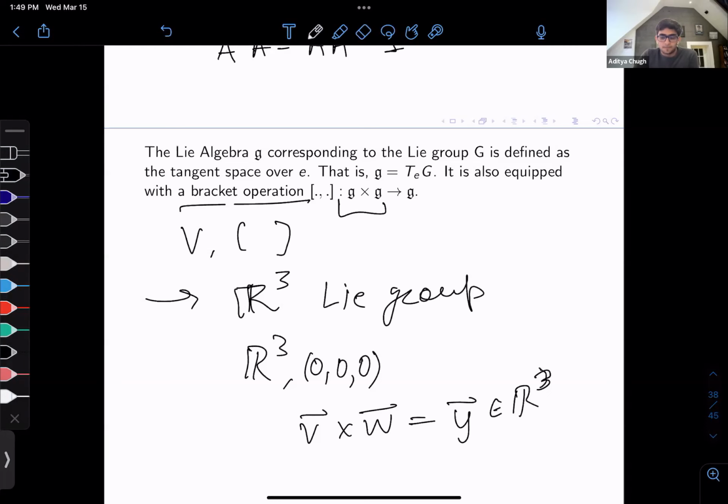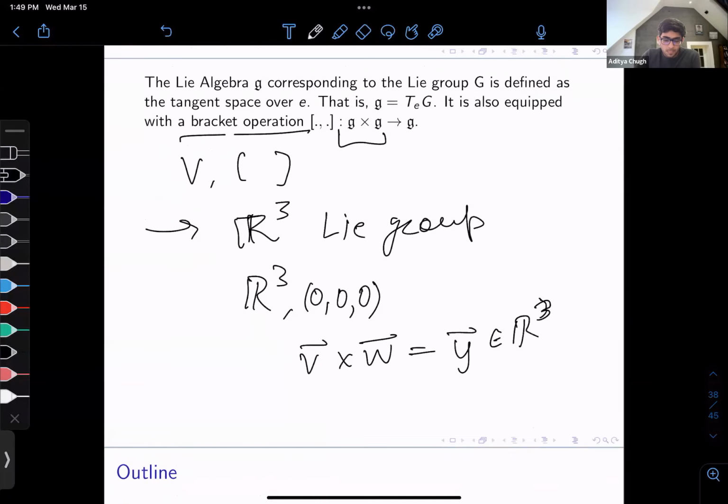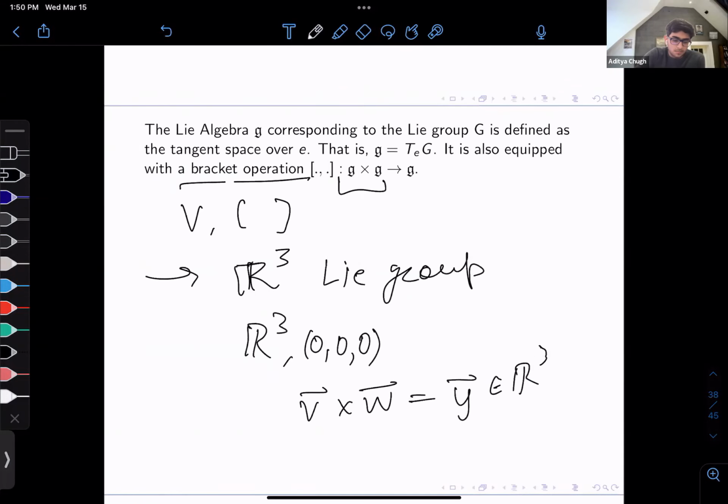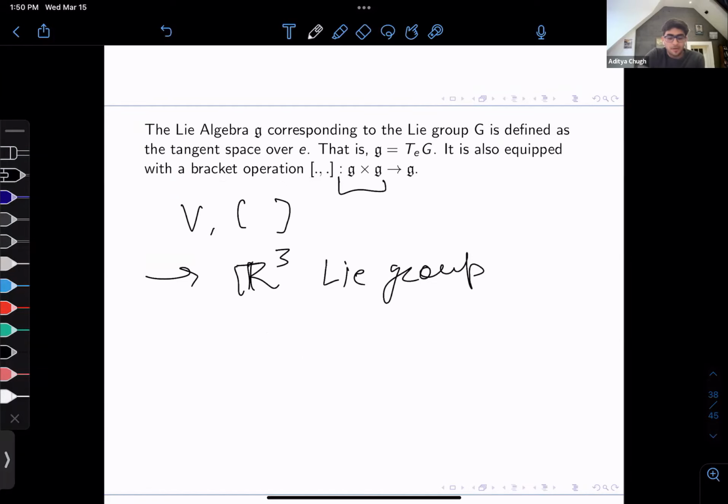So here I will try to give you a sort of plausibility argument of why studying infinitesimal symmetries would help you study a symmetry itself.